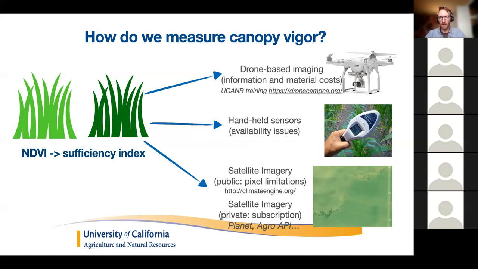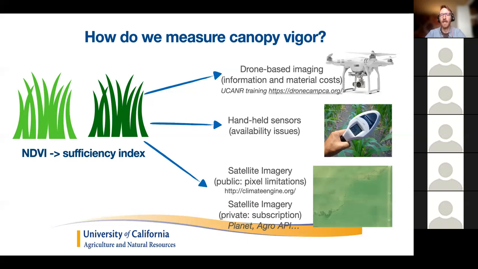How do we gather that data though? There's a couple ways to do it. One is drone-based imaging, but there are information and material costs associated with that. However, UC ANR does have drone camps and trainings fairly regularly, at least once or twice a year, where you can do some hands-on training with this stuff, get your skills up, and figure out what you need for all that.